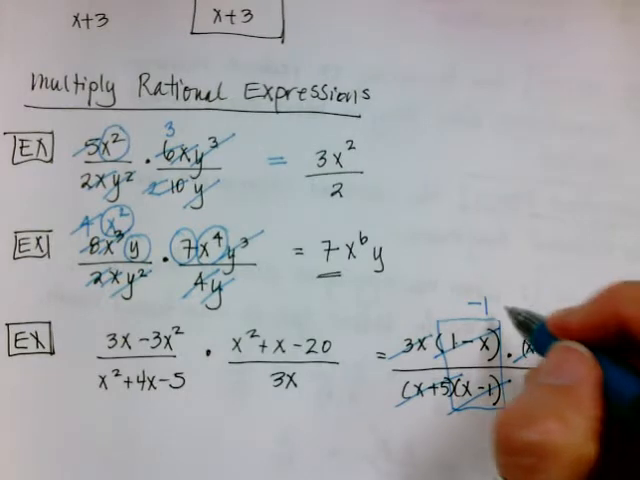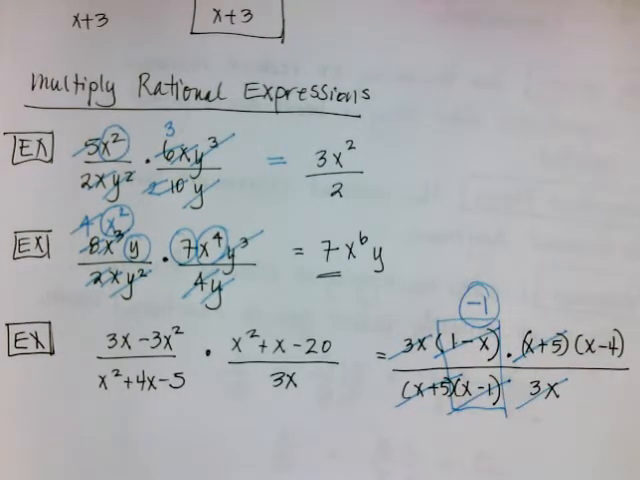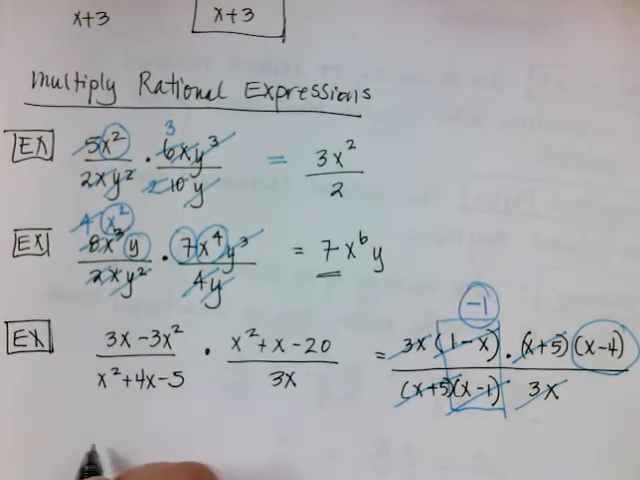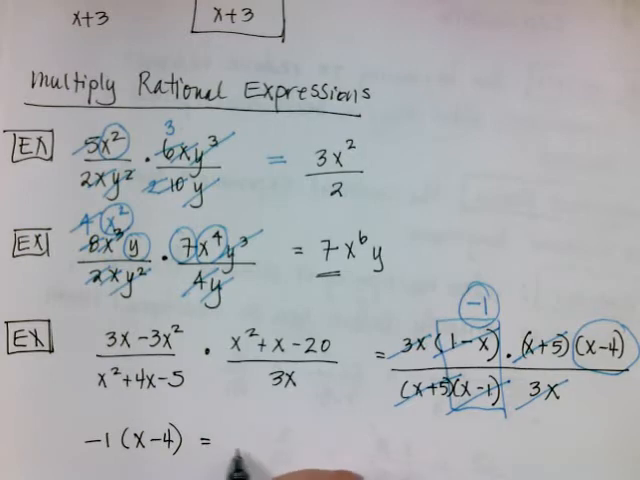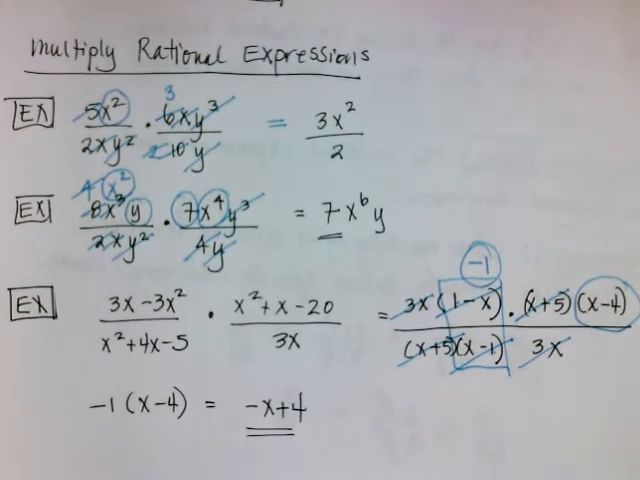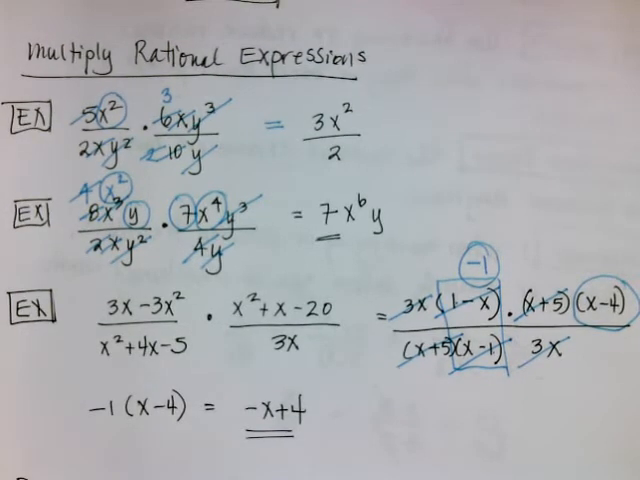Okay, so all I have left now on the top is the -1, and I have my x minus 4, so I'm going to have a -1 times x minus 4, which is going to be a negative x plus 4. And then that would be my final answer. So if you simplify things, they usually simplify quite a bit.